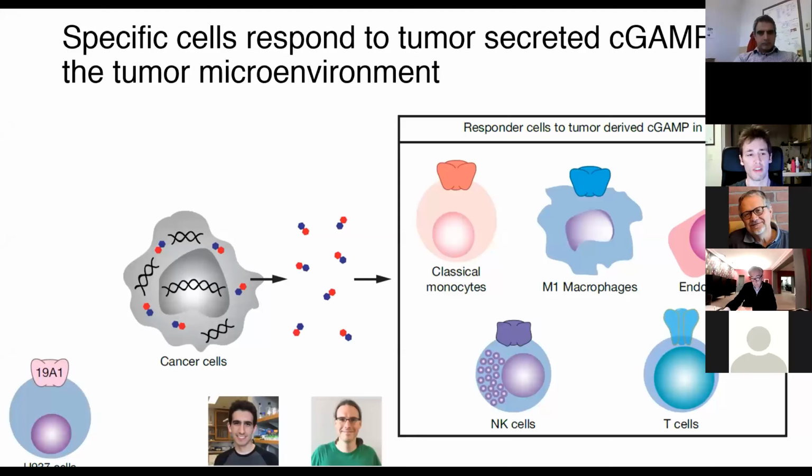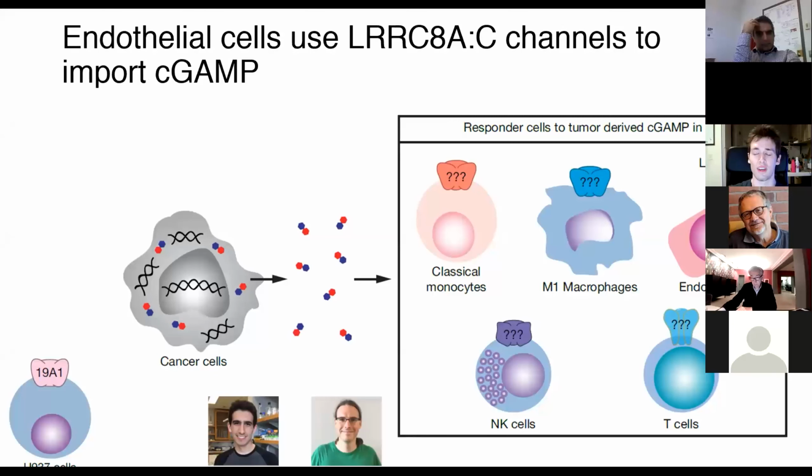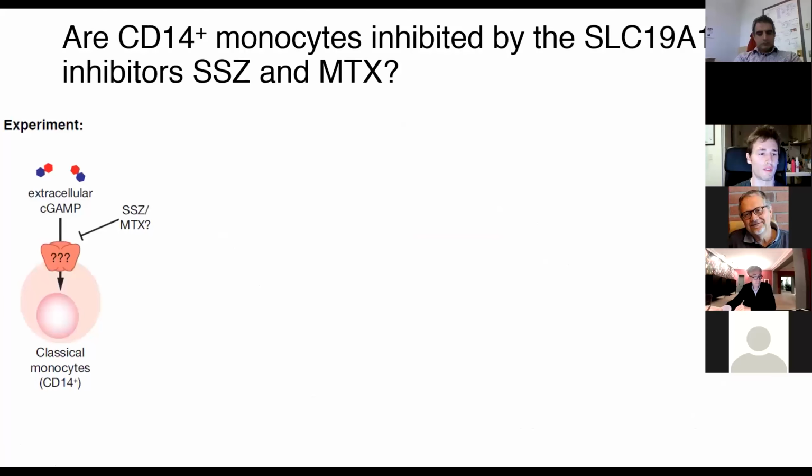And so while we know SLC19A1 is the importer in U937 cells, we were unsure of what the importer was in these other cell types. Lauren Leahy was able to demonstrate that LRRC8A:C complexes were responsible for cGAMP import in endothelial cells, but that still leaves us with 4 cell types to try to characterize. And a cell type that I was particularly interested in was classical monocytes, because they're easy to isolate from donor blood. And so the first question I decided to really get at was whether or not SLC19A1 was the possible cGAMP importer in this cell type.